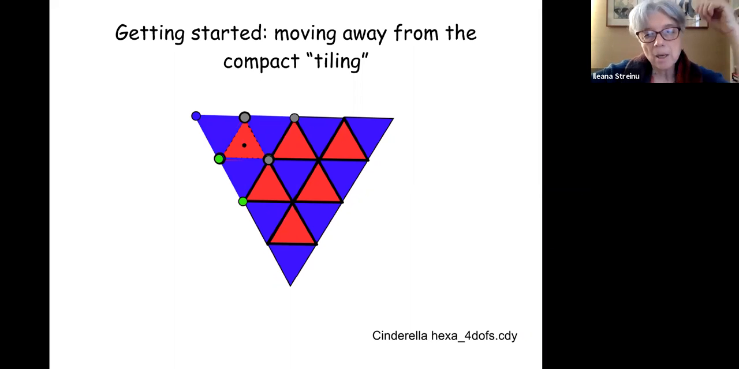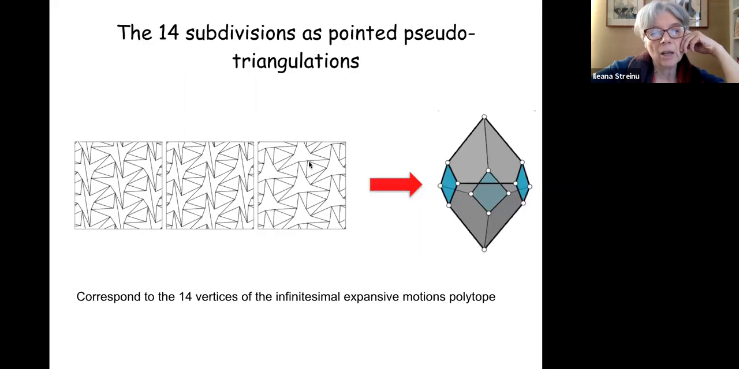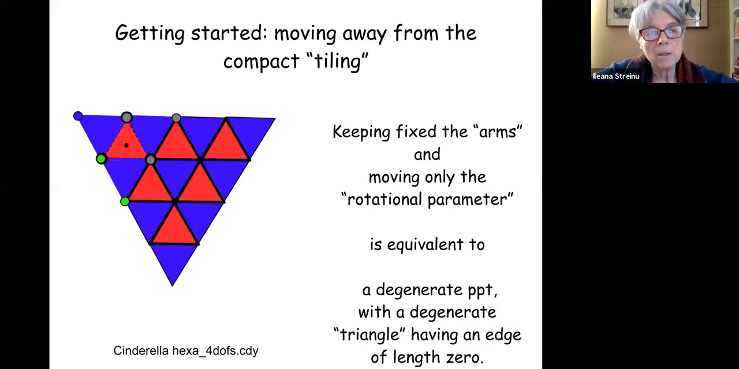So I have an animation for this in Cinderella, but let me give you a preview, yeah? We have this tight configuration, but again, let me remind you, I would like to view it as epsilon deformed so that we can think about making it a pseudo-triangulation. And the pseudo-triangulation that I'm choosing will be the one that glues these adjacent vertices together. In other words, it is this pseudo-triangulation that I will be applying at that point. Yeah, so this is the one. And there are 2 of them, right? Because there are these 3 possibilities and there are also the other 3. So these will correspond to these extremal vertices of the polyhedron. So when I'm here, I'm keeping the arms fixed and I will be moving only the rotational parameter.